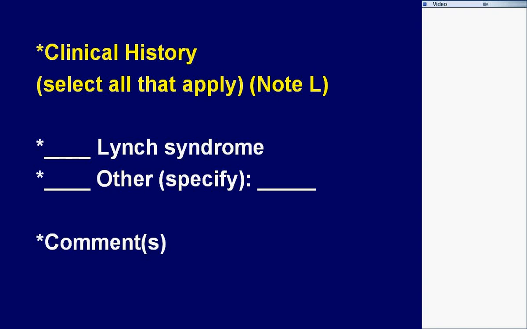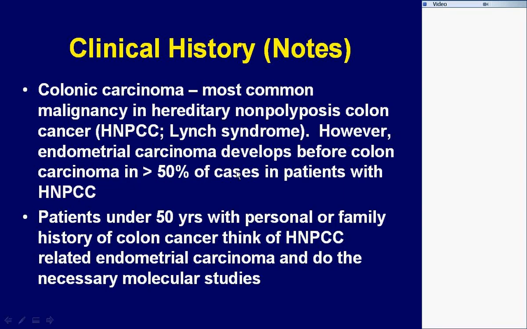In the last category, they are talking about clinical history, and this is optional. In that, they are essentially talking about Lynch syndrome, and I didn't know until I started reading a little bit more about this. Colonic carcinoma is the most common malignancy in hereditary non-polyposis colon cancer, HNPCC, which is Lynch syndrome. However, what I wasn't aware of is that endometrial carcinoma develops before colon cancer in more than 50% of the cases in patients with colonic cancer. So then the question is, should you do molecular studies?